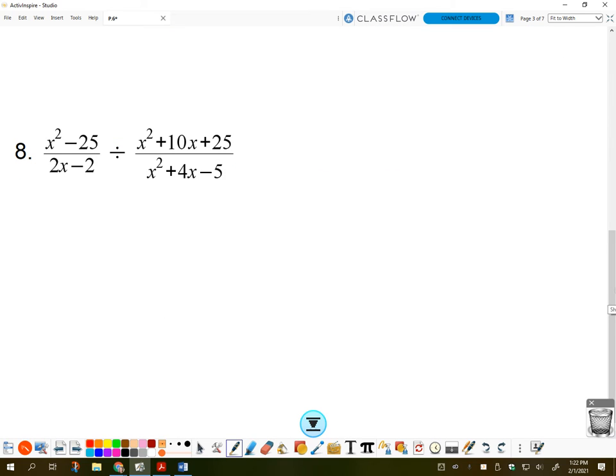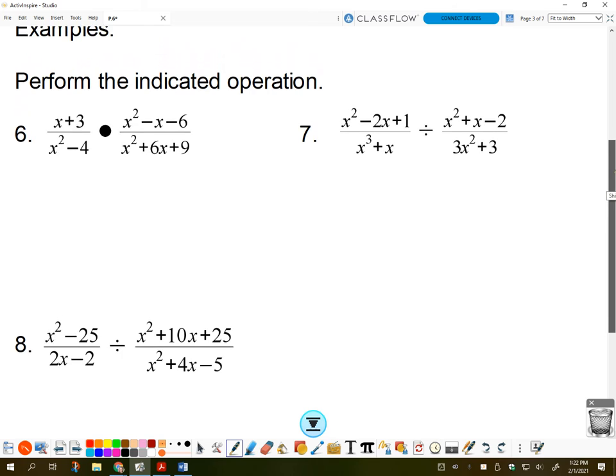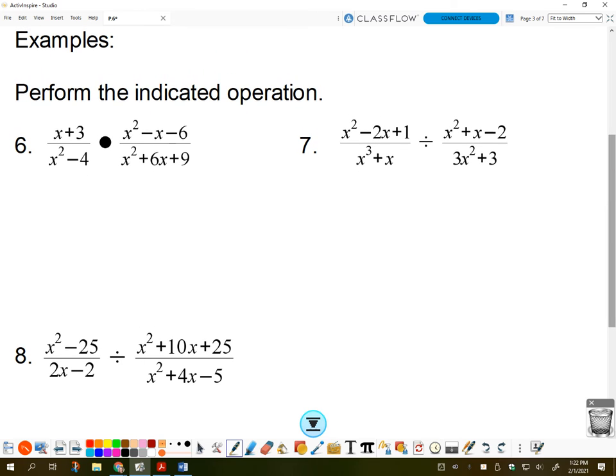Alright, so that was drastic. Let me see if I can get it to go better. Number 6. X plus 3 will not factor, so write it down. X squared minus 4 is the difference of squares, so you can do x plus 2, x minus 2.